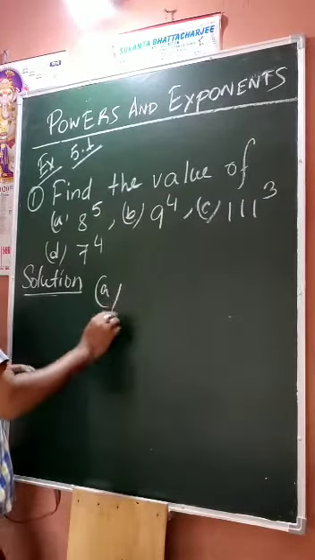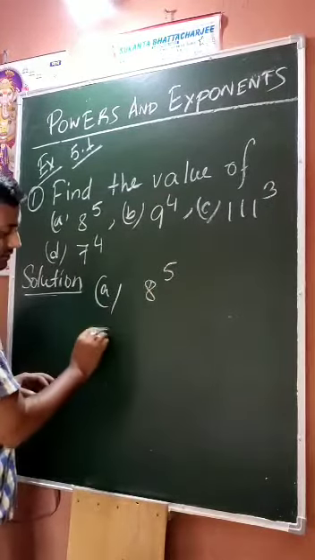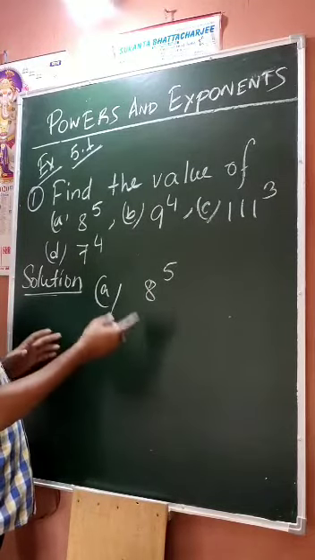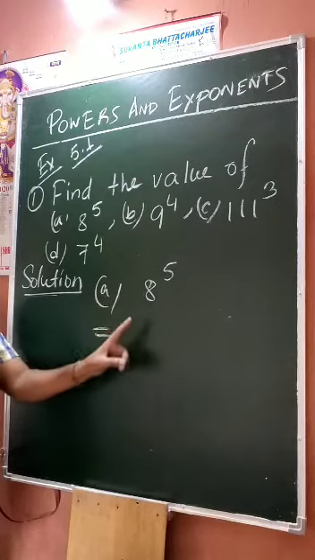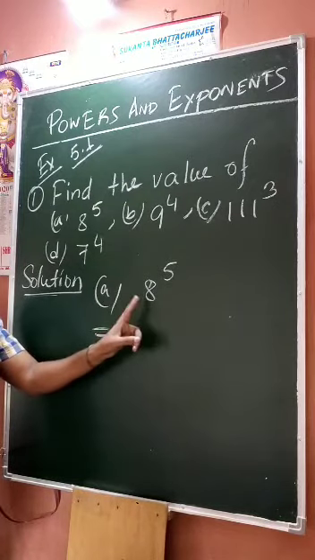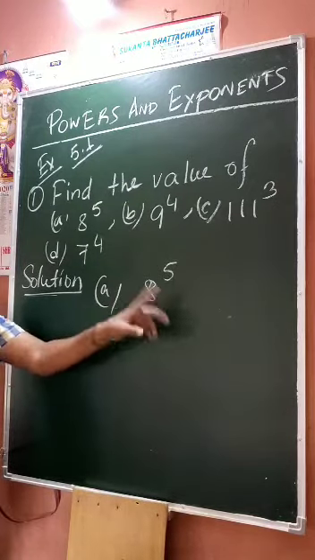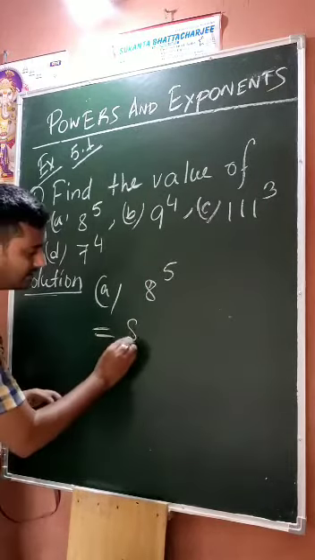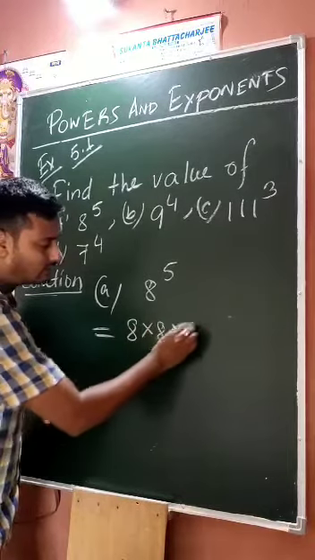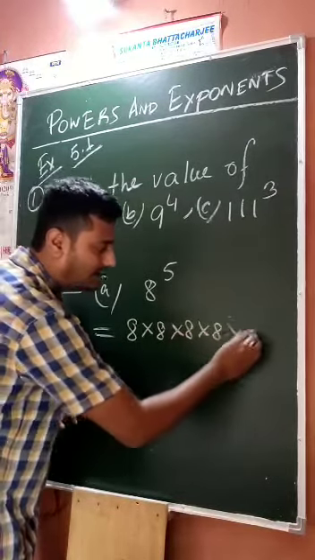So the first one is what? 8 to the power 5. In this question you have to find the value. That means 8 to the power 5 is given. So which number is the base? 8 is the base here and 5 is the exponent. That means the number 8 is multiplied 5 times. Okay, so that means 8 into 8 into 8 into 8 into 8.